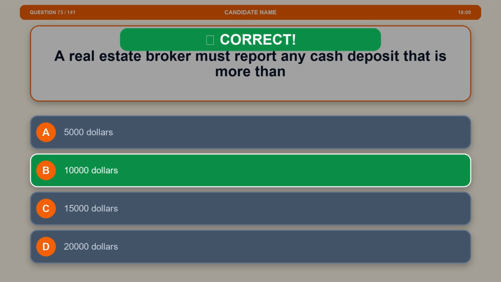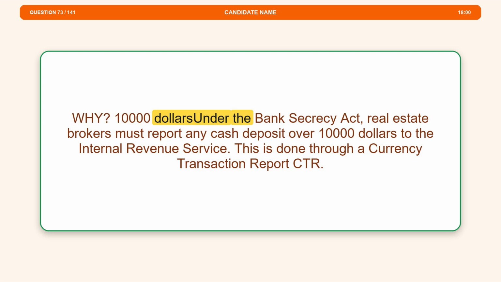The correct answer is option B, $10,000, under the Bank Secrecy Act. Real estate brokers must report any cash deposit over $10,000 to the Internal Revenue Service. This is done through a Currency Transaction Report (CTR).